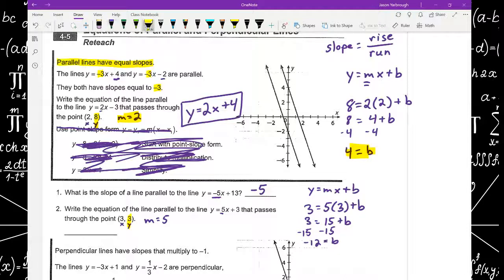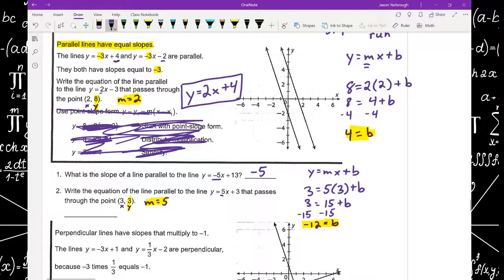So we've got our m, we've got our b. We go back and replace the x and y with how they were. y equals 5x minus 12. And that's your answer for the line that would be parallel to y equals 5x plus 3 and going through the point 3, 3.